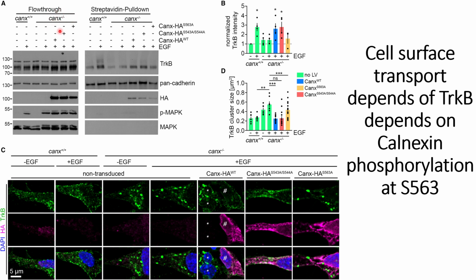They used these constructs in Calnexin deficient cells, where they observed the effect of EGF on TrkB and other signaling pathways. On the Western blot it might not be clear, but what they found is that the CK2 phosphorylation Calnexin construct and the wild type construct are able to rescue this TrkB transport from the endoplasmic reticulum to the cell surface, and these bands can be seen here.